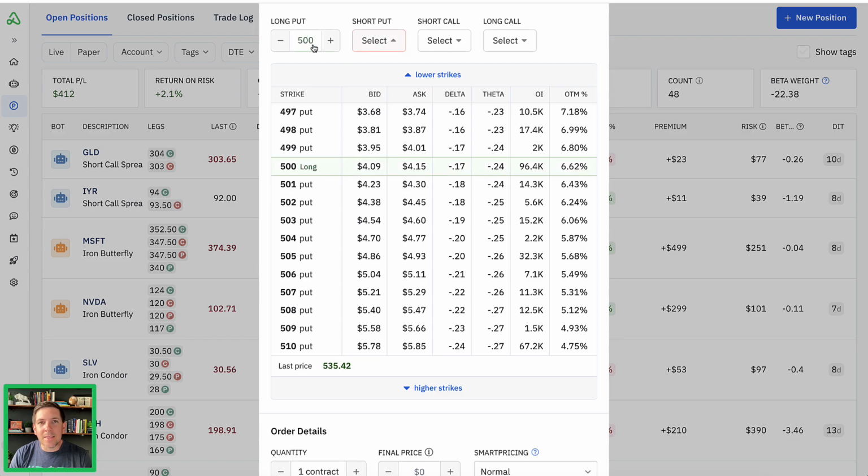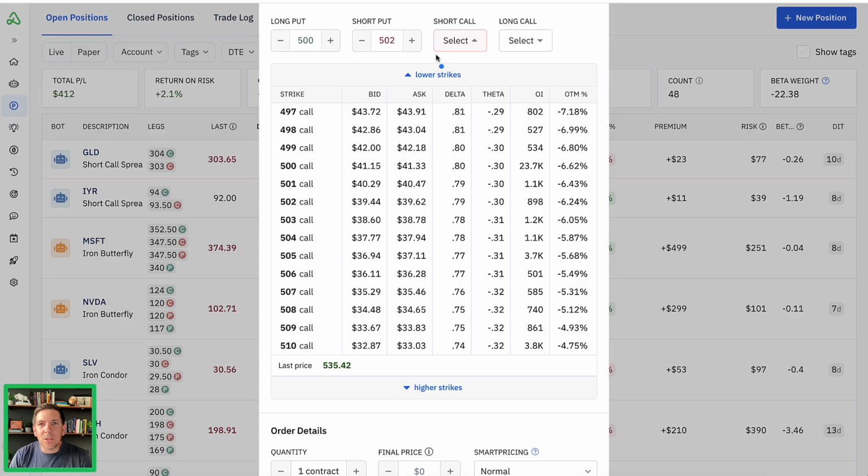And once we select that, you can see it automatically jumps over, and now we can immediately select our short put strike. So we've tagged this one for now as our long strike. This is our 500 strike long put. And then we can go in here and do something like, all right, let's do the 502. So we're going to do a $2 wide position here. We'll do the 502. It jumps over to the call side now immediately. So now you've selected your short put.